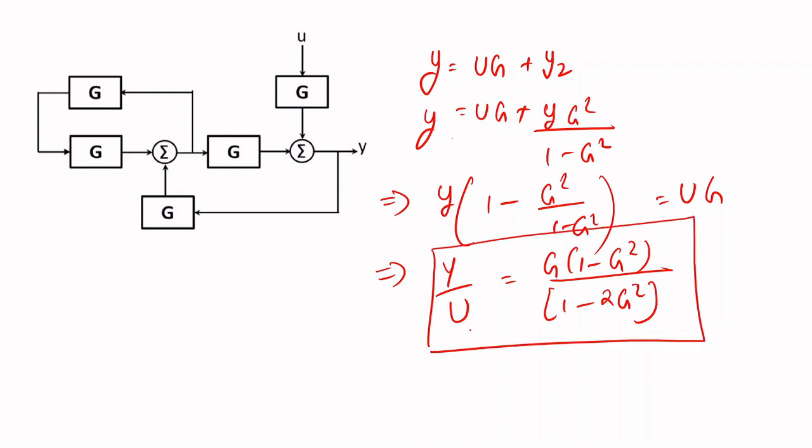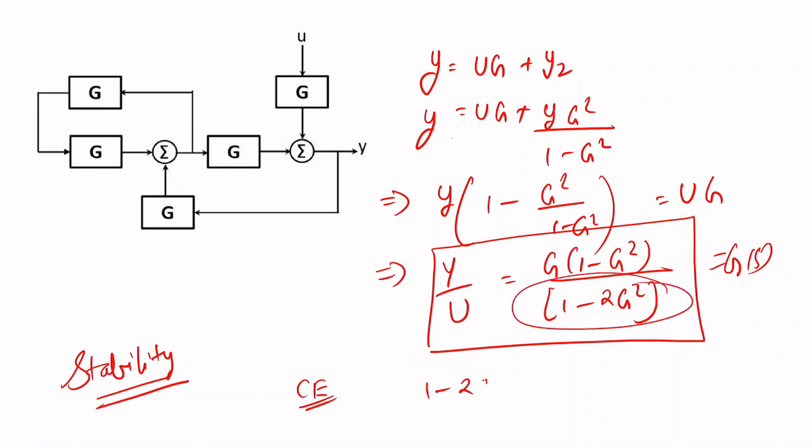So over here we have this closed loop transfer function, that is for this entire block diagram we have this transfer function as g into 1 minus g square upon 1 minus 2g square. Now for stability, we can use this Routh array, which states that if we have this characteristic equation, in this case the characteristic equation will be the denominator, that is 1 minus 2g square is equal to 0. Then we have this Routh array on the basis of which we can comment on the stability of the system.